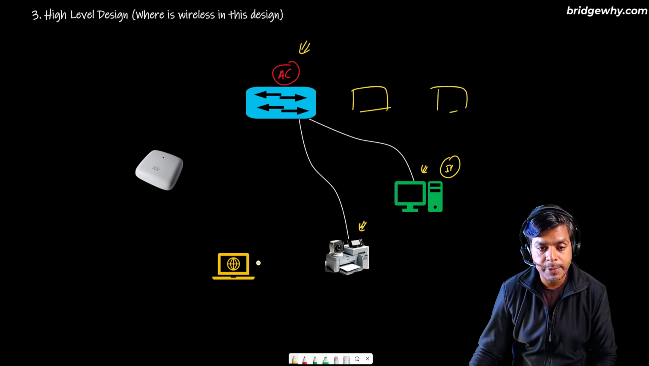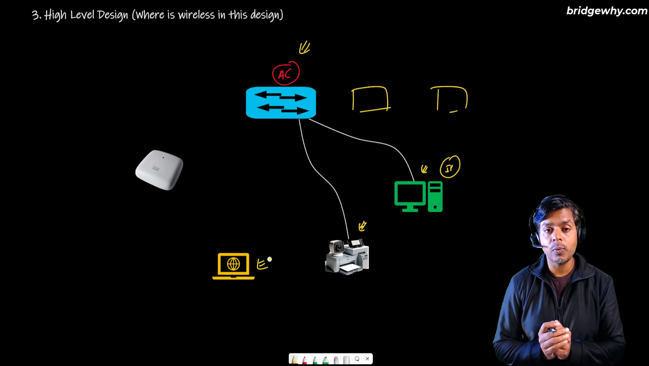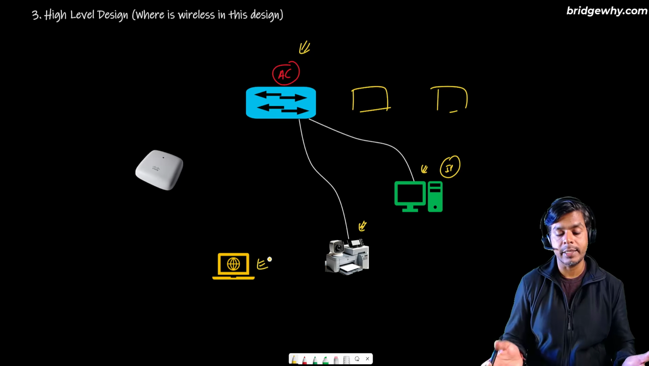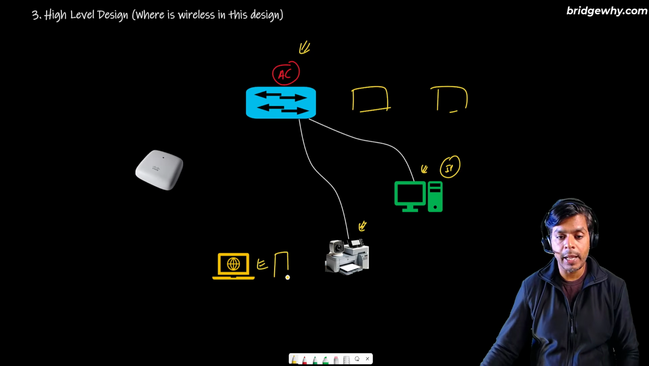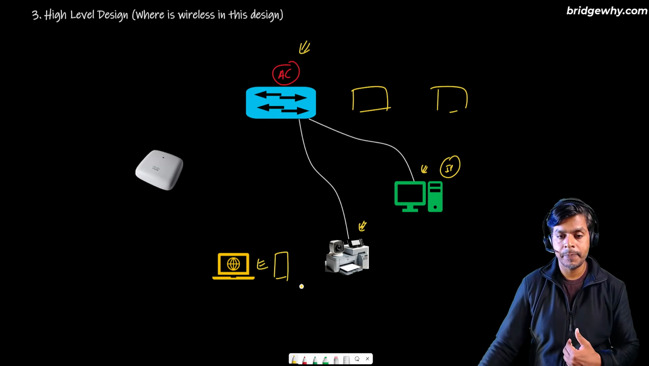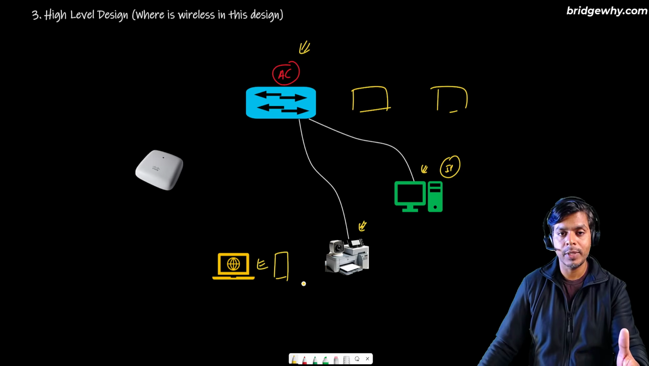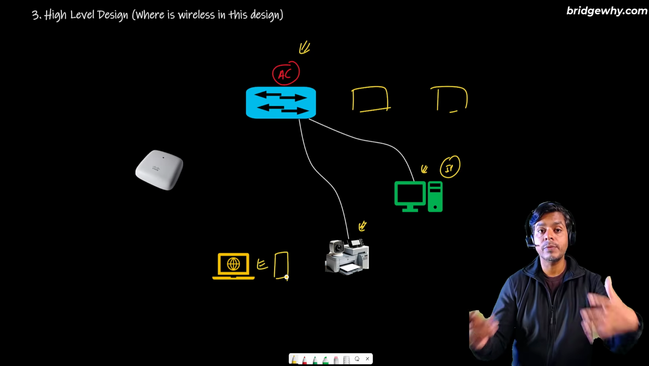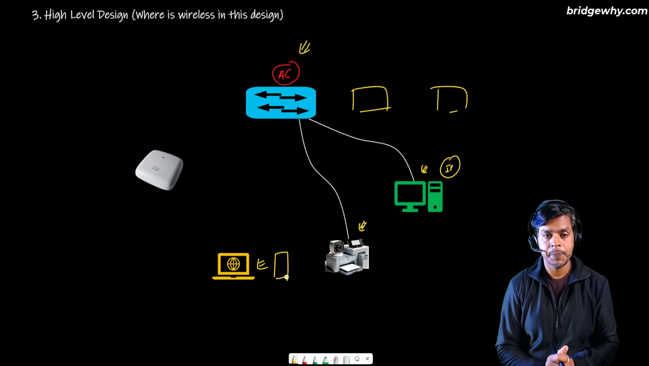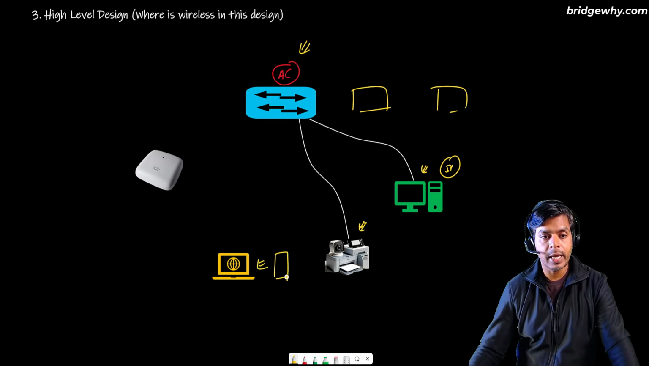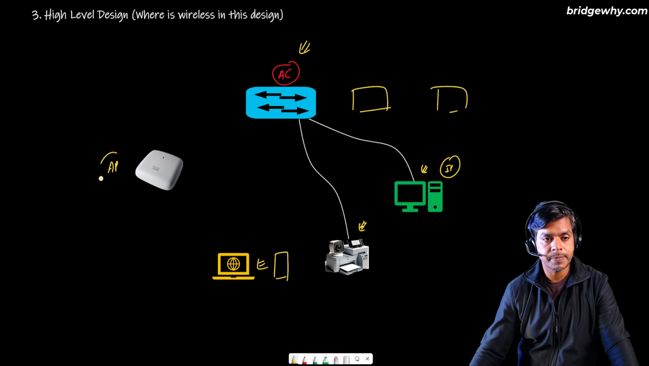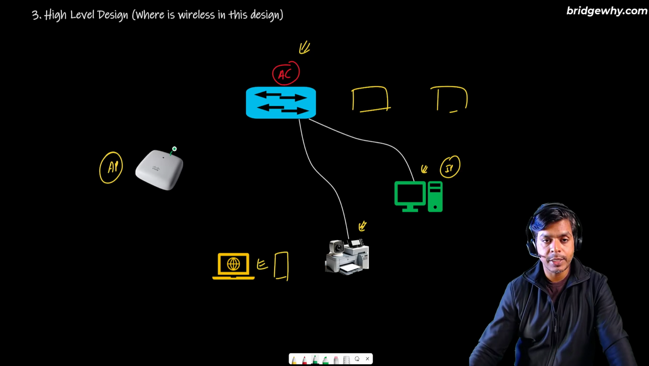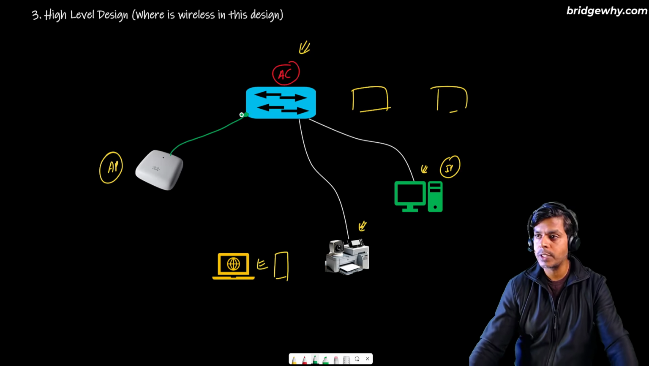But what about this PC? What if I do not want to connect it with a wire to the switch and nobody connects, right? If I have my mobile phone also, nobody connects these things with the cable, right? And that is why we need wireless connectivity, and that is why we need a wireless network. If that is the case, we have an access point. But eventually, this access point is connected to some port of the switch.